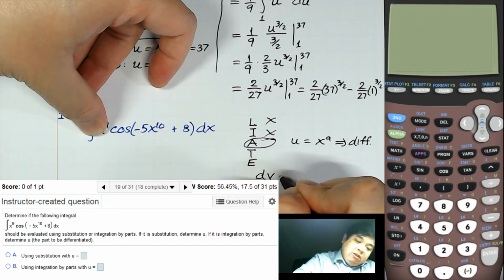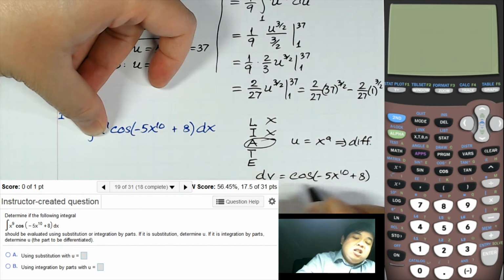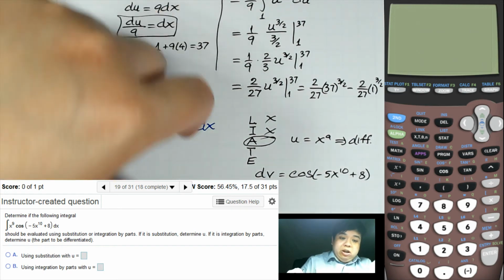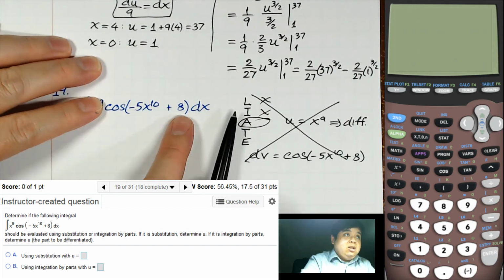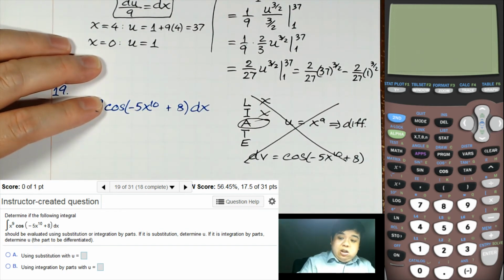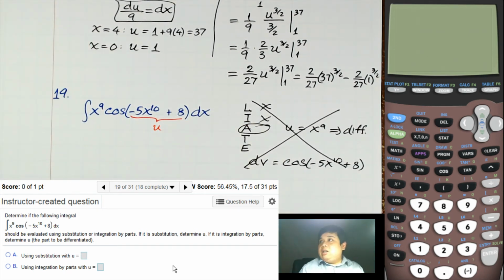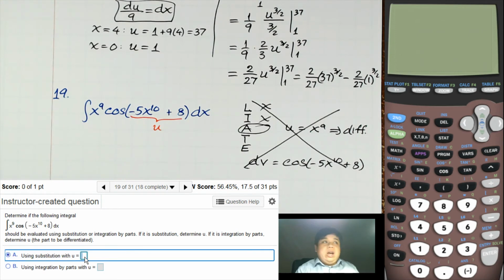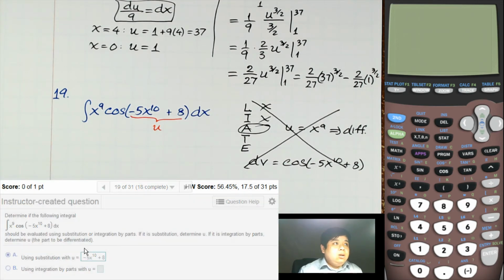However, if we do that, we won't be able to integrate the cosine. So if we do that, then dv is equal to cosine of negative 5x to the 10 plus 8. This by itself cannot be integrated. Because of that, integration by parts doesn't work, because we cannot integrate this. The only way to integrate this is substitution. So this is a substitution problem where u is equal to negative 5x to the 10 plus 8.